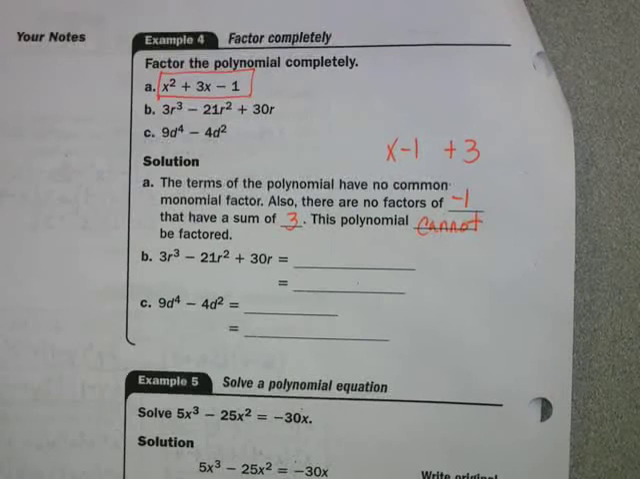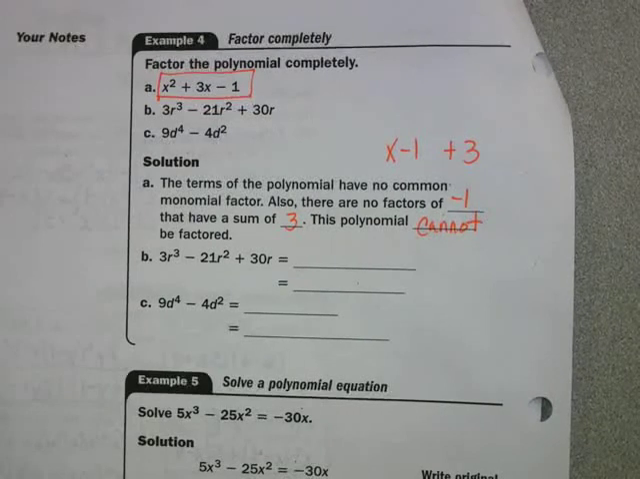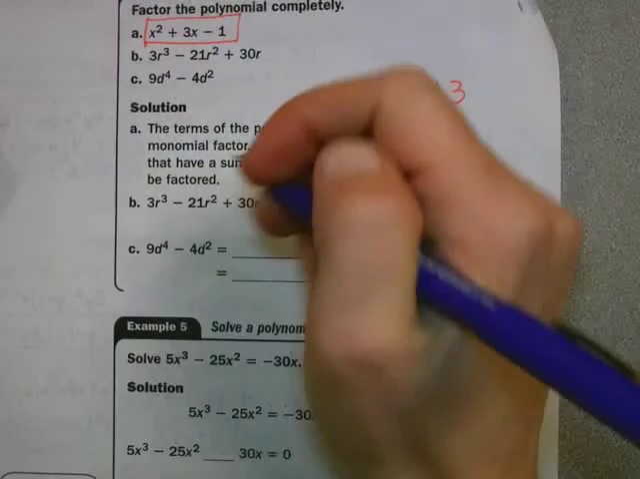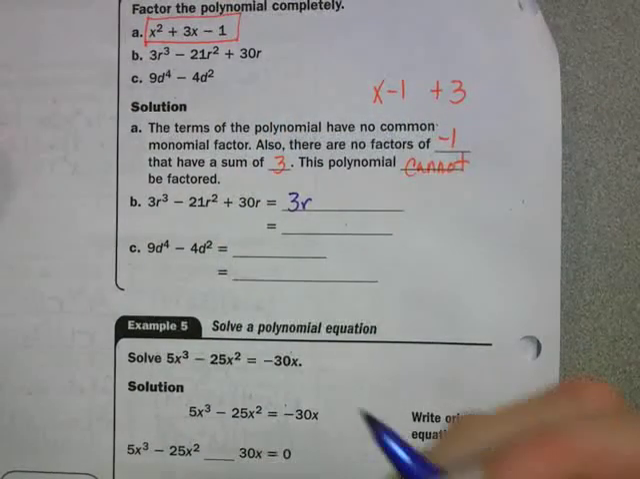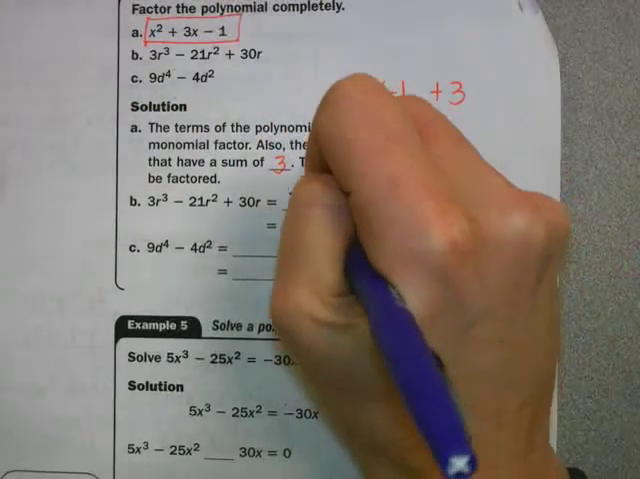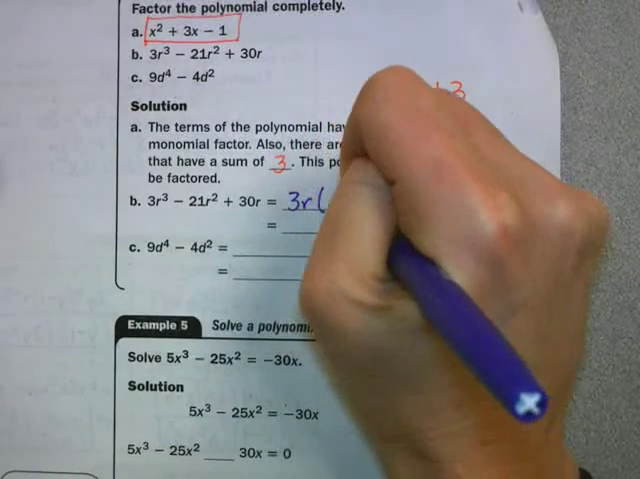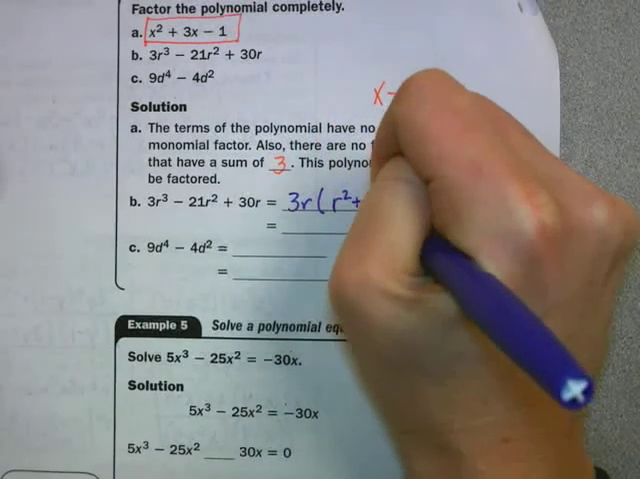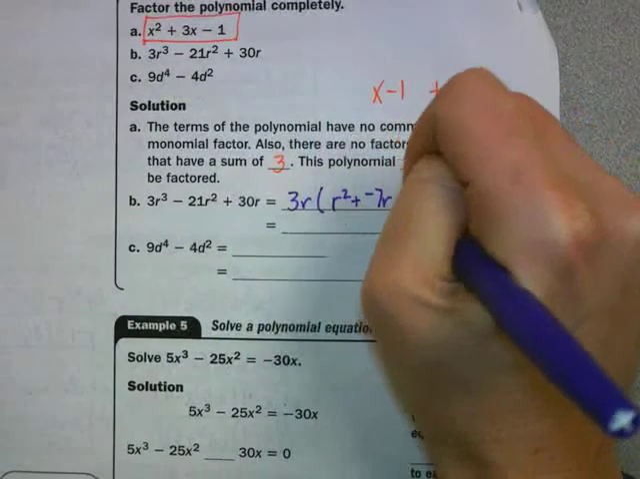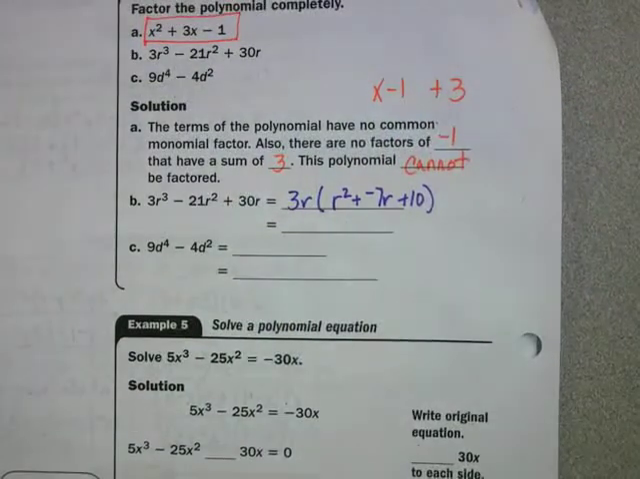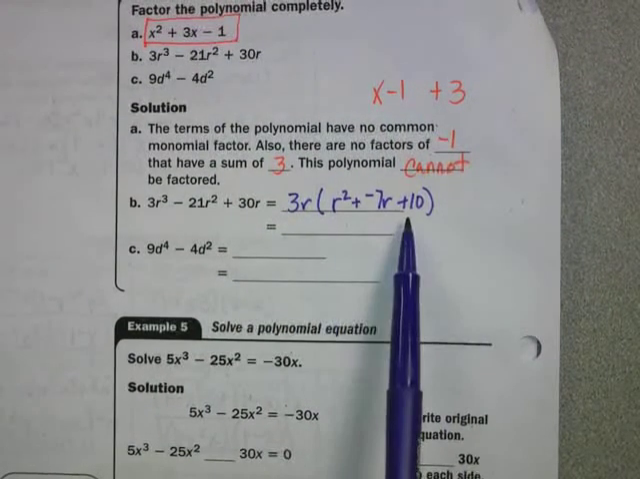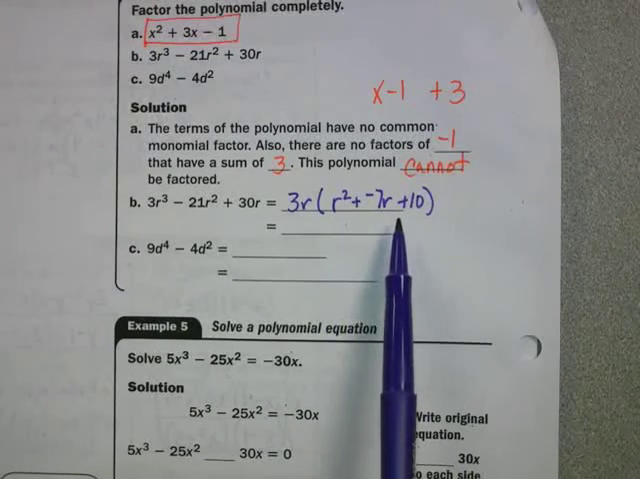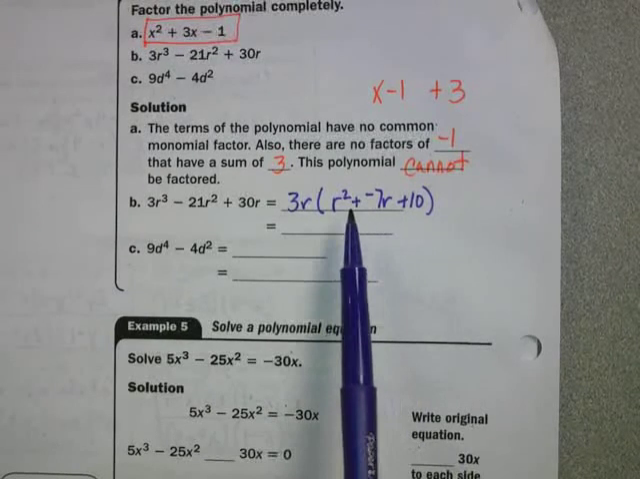Let's look at B. In B, do you see a greatest common factor that can come out? Yes, you should notice that it's 3r. A 3r can come out. So then we are left with, in our parentheses, r squared plus negative 7r or minus 7r plus 10. Now, this is where we're not done. I have a trinomial. So I take it and I say, is it a perfect square trinomial? Well, no, because that's not a perfect square.